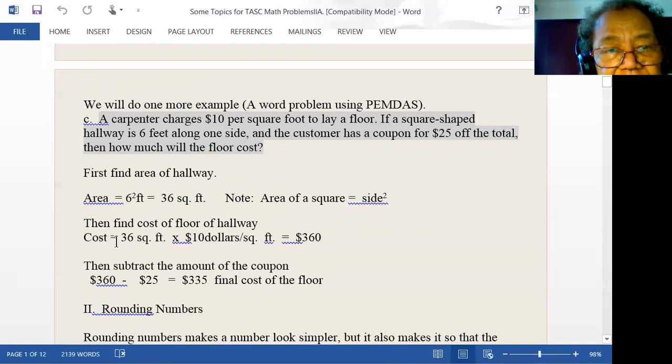Now, the cost is going to be the area times the cost per square foot, which we were given as $10. So 36 square feet times $10 for 1 square foot will give you $360. And since we have a coupon, we can subtract out that $25 savings, and we've got $335 as the final cost of the floor.